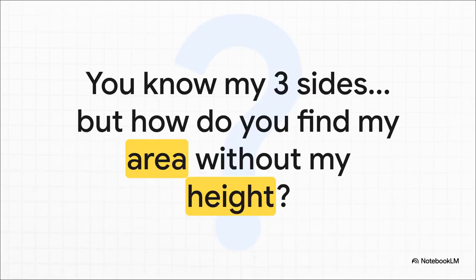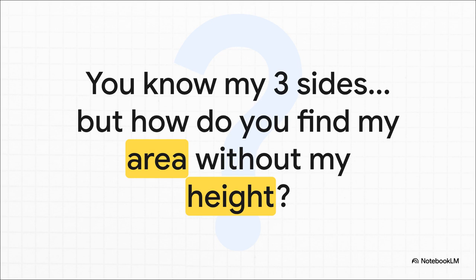Okay, so think about this. We all know the good old formula for a triangle's area, right? It's half into base into height. We've been doing it for years. But what happens when you know the three sides of a triangle, but you have no idea what the height is? How do you find the area then?